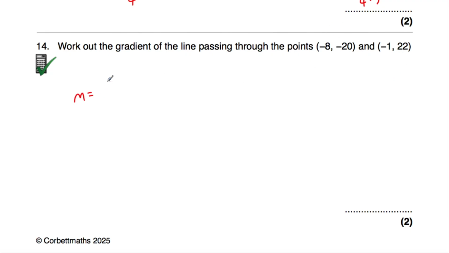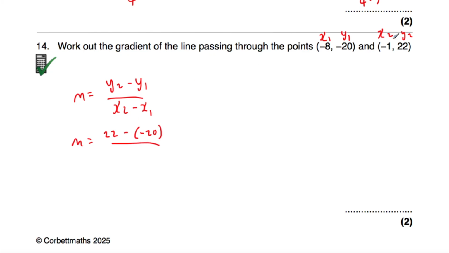M is equal to y2 minus y1 over x2 minus x1. And let's label our points. The first point, x1, y1, and our second point, x2, y2. Okay, so we've labelled the points. Now let's substitute in the values. So M is equal to y2, that's 22, minus y1, that's equal to minus 20, all over x2, that's equal to -1, minus x1, that's equal to minus 8.